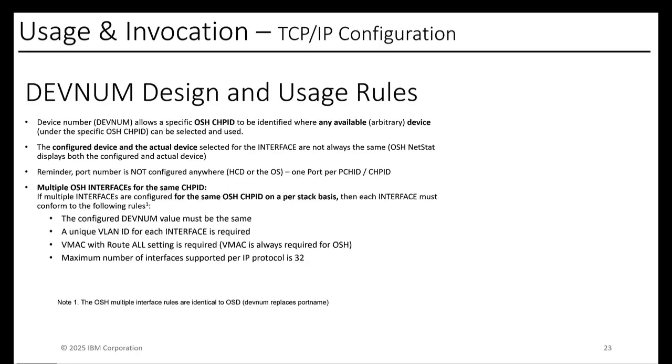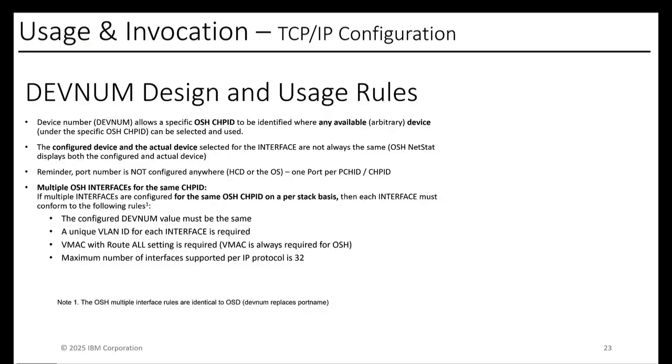Okay, so I kind of alluded to this earlier, the DevNum design usage rules. We've already gone to the point that it's just for high availability. We use that as a starting place to get to the PCHID, to find all the devices that are defined for that LPAR to use, and we just picked the first online available one. In the NetStat DevLinks, we show what you actually configured and the actual device that we selected for you. So you'll be able to discern which one you are using. And a reminder that port number is no longer applicable. It's just always logical port 1.